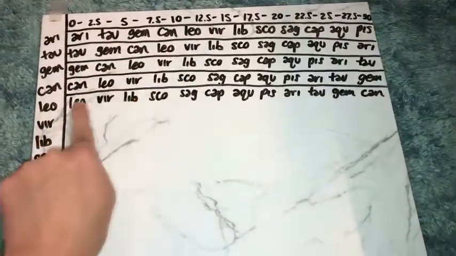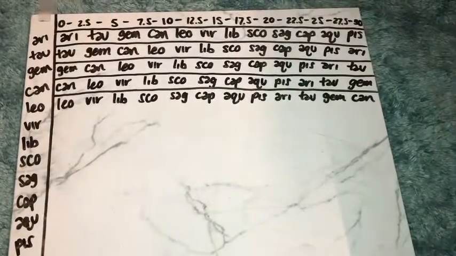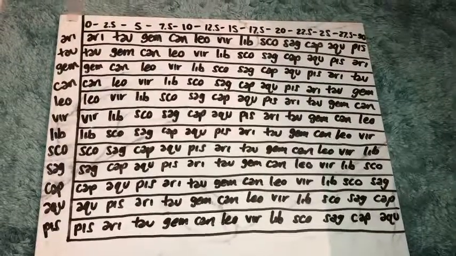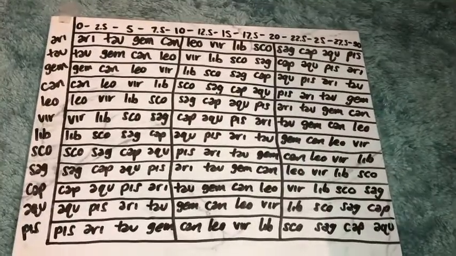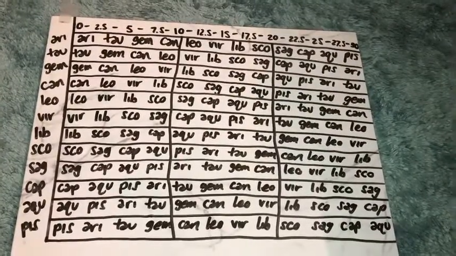Now we're getting more complicated. We've got Aries through Leo written on there, and you can tell when you have it right when on a diagonal, it's the same sign. So you guys can see diagonally, it's all the same sign.